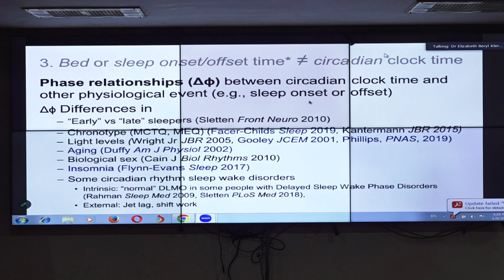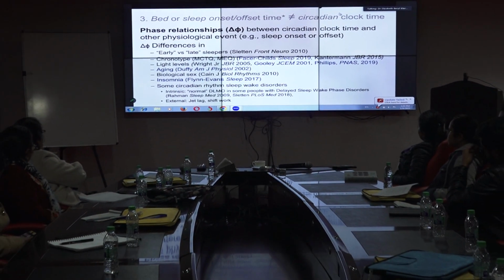So, can we use bedtime as a marker of circadian time? In order to do that, you would have to assume that the phase relationship, or the timing between circadian clock time and bedtime, is constant. And I'm about to tell you that's not constant in a whole group of people. It's not constant in early versus late sleepers, the people who choose the timing of their sleep to be at different times. It's not the same in chronotypes, those morning larks and evening owls that Dr. Rodenberg talked about. Your life is complicated.